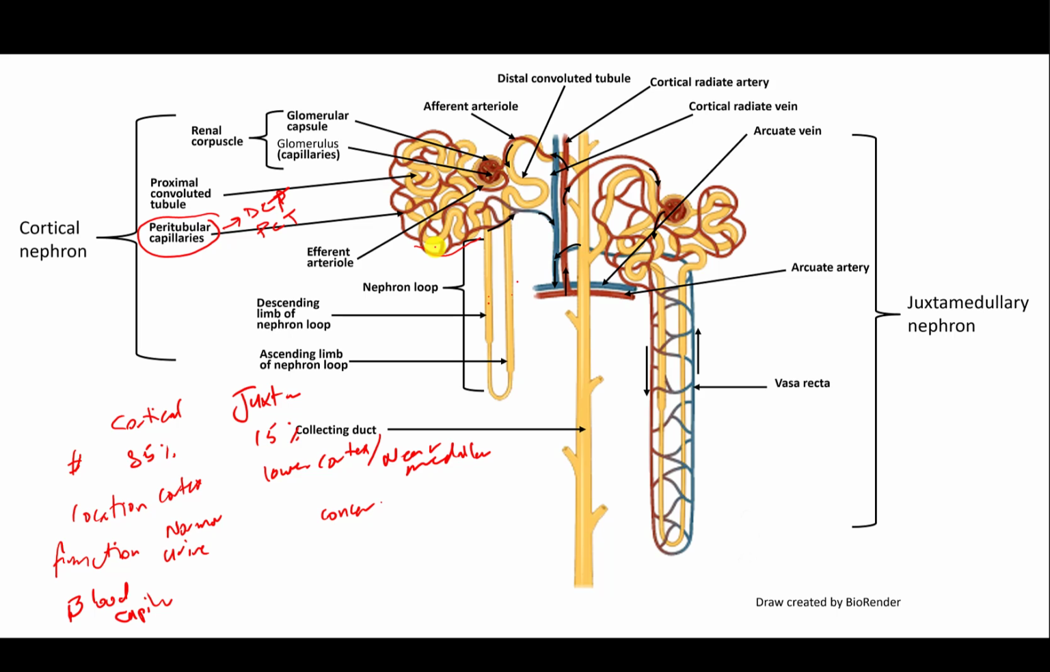Whereas with the juxtamedullary nephron, the main blood capillaries are around the nephron loop, and that's called vasa recta. So this is another difference between the cortical nephrons and the juxtamedullary. Here we have vasa recta, whereas here we have the peritubular capillaries.